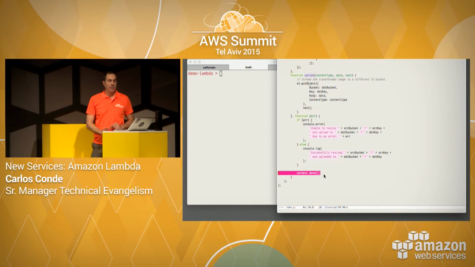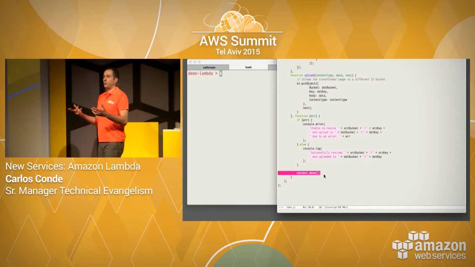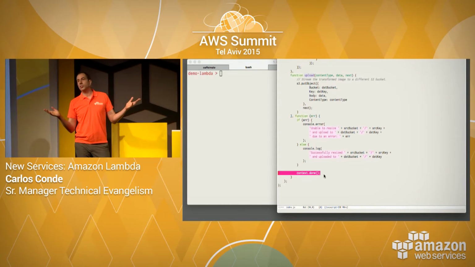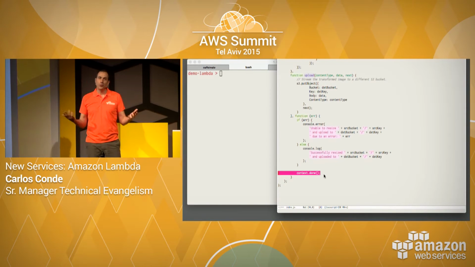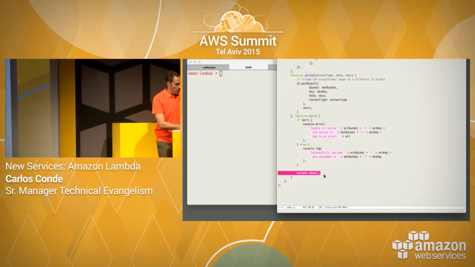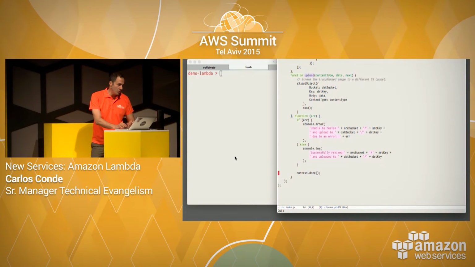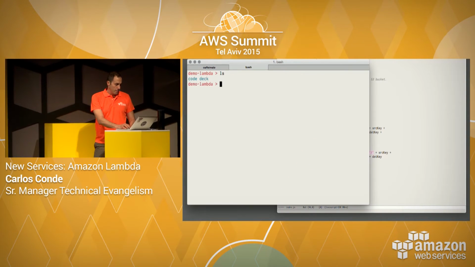At the end, I call context.done. This is the way to say to Lambda that the function finished. Obviously, there are other ways to finish a function. I could, for example, raise an exception or crash my code. Those are also good ways to finish the function. So the code is here.